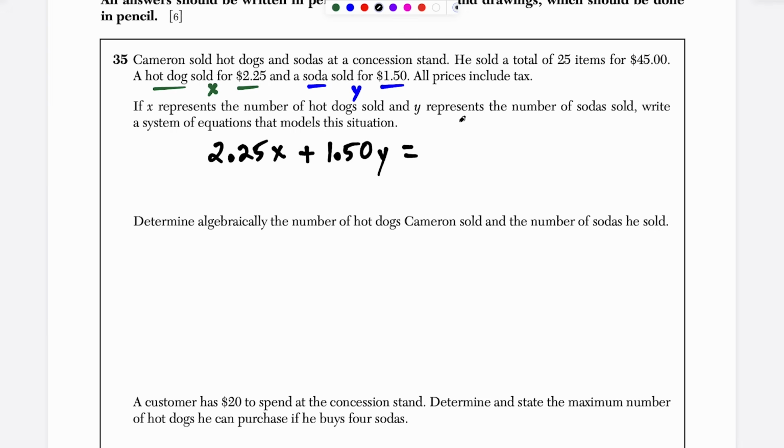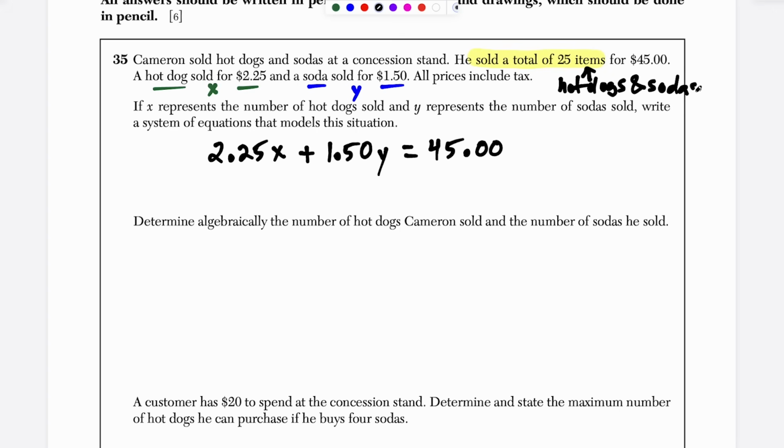And altogether, he sold a total of 25 items, but he made $45. Okay, so the $45 is going after this one. But this part here is sometimes a little tricky to interpret. He sold a total of 25 items. So the items are referencing hot dogs and sodas. Okay, so hot dogs and sodas.